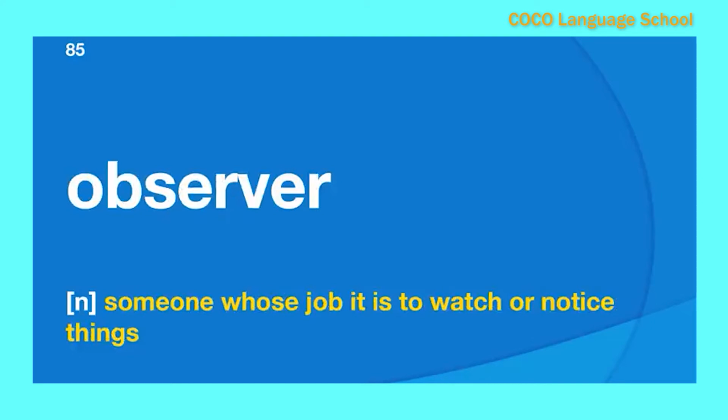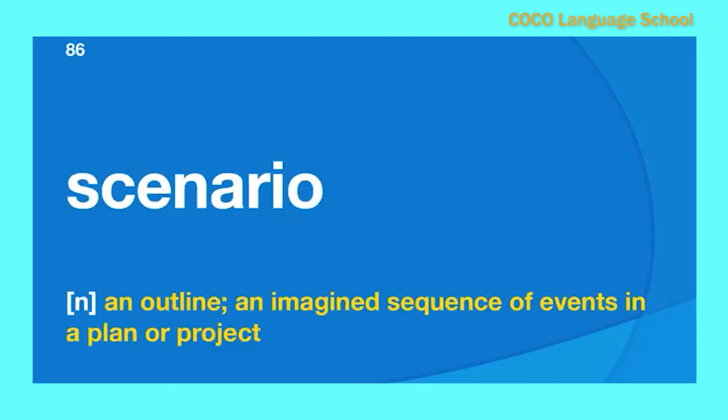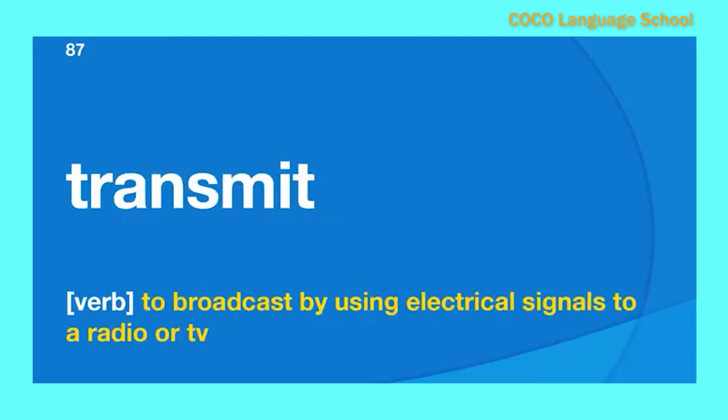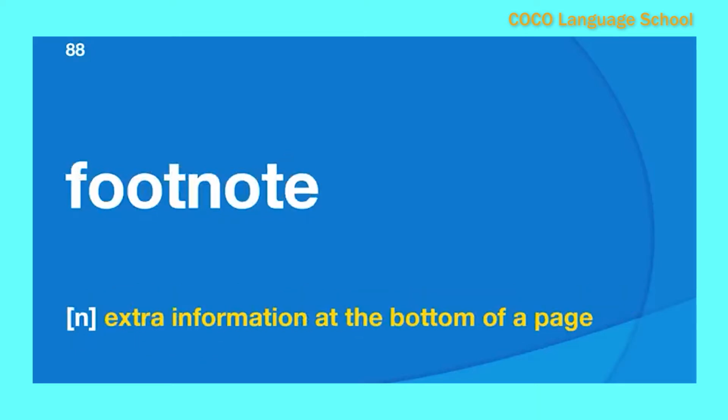Someone whose job it is to watch or notice things. Observer. An outline, an imagined sequence of events in a plan or project. Scenario. To broadcast by using electrical signals to a radio or TV. Transmit. Extra information at the bottom of a page. Footnote.